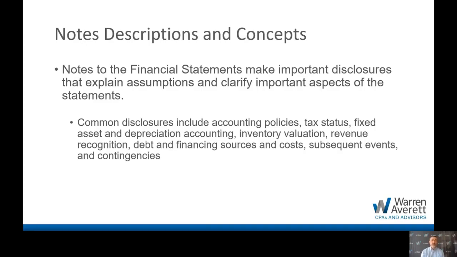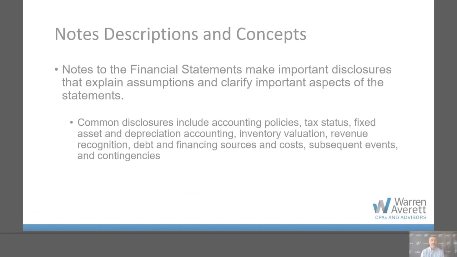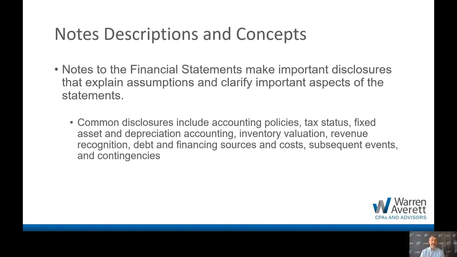With that, we've now covered the four basic elements of a basic set of financial statements: the income statement, the balance sheet, the statement of cash flows, and the notes to the financial statements. And again, those are the income statement showing results for a period of time, the balance sheet showing a snapshot of the financial position of the company, the statement of cash flows showing cash inflows and outflows for a fiscal period, and the notes offering explanation relative to many of the numbers that are in those other three components of the financial statements. With that, we'll conclude this section on basic financial statements.